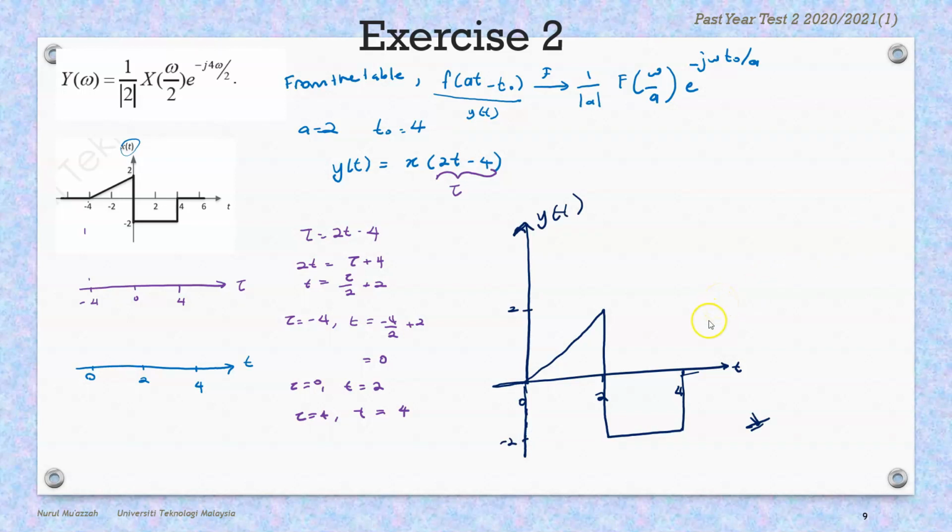If you notice here, the question needs your knowledge in chapter 1 to draw the signal from the time transformation. So that's it for this video. Thank you very much.